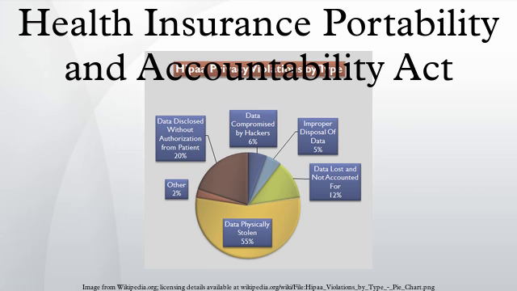Title I, Healthcare Access, Portability, and Renewability. Title I of HIPAA regulates the availability and breadth of group health plans and certain individual health insurance policies. It amended the Employee Retirement Income Security Act, the Public Health Service Act, and the Internal Revenue Code.